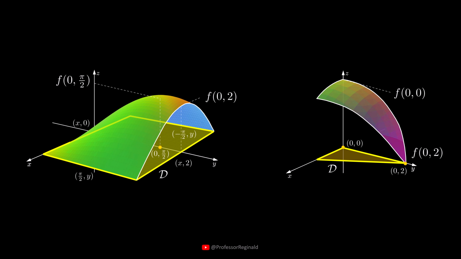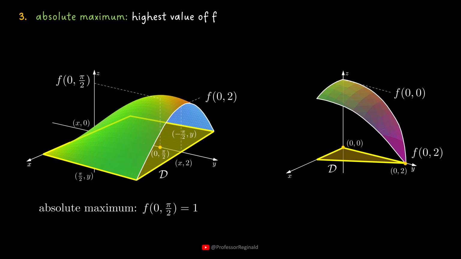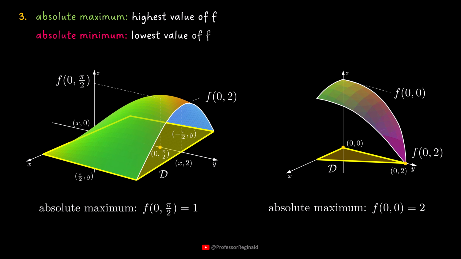Now we have the values of the function at the critical points and the boundary points, which are the candidate locations of extreme values. Third, the absolute maximum is the highest among the computed values, while the absolute minimum is the lowest among the computed values.